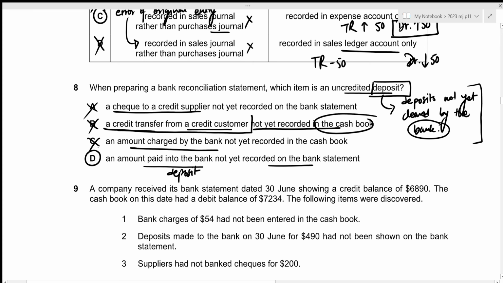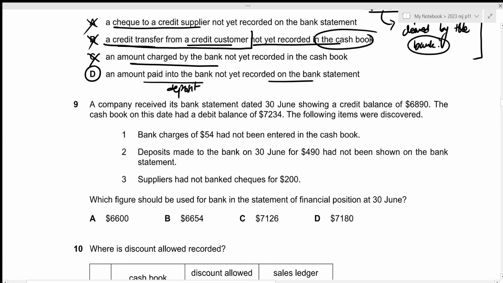Let's move towards the ninth question. A company received its bank statement dated 30 June showing a credit balance of 6,890. Credit balance means a positive amount. The cash book on this date had a debit balance of 7,234. A cash book debit balance is also a positive amount. The following items were discovered. We need to figure out the figure which should be used for bank in the statement of financial position. So we're trying to figure out the correct bank balance.